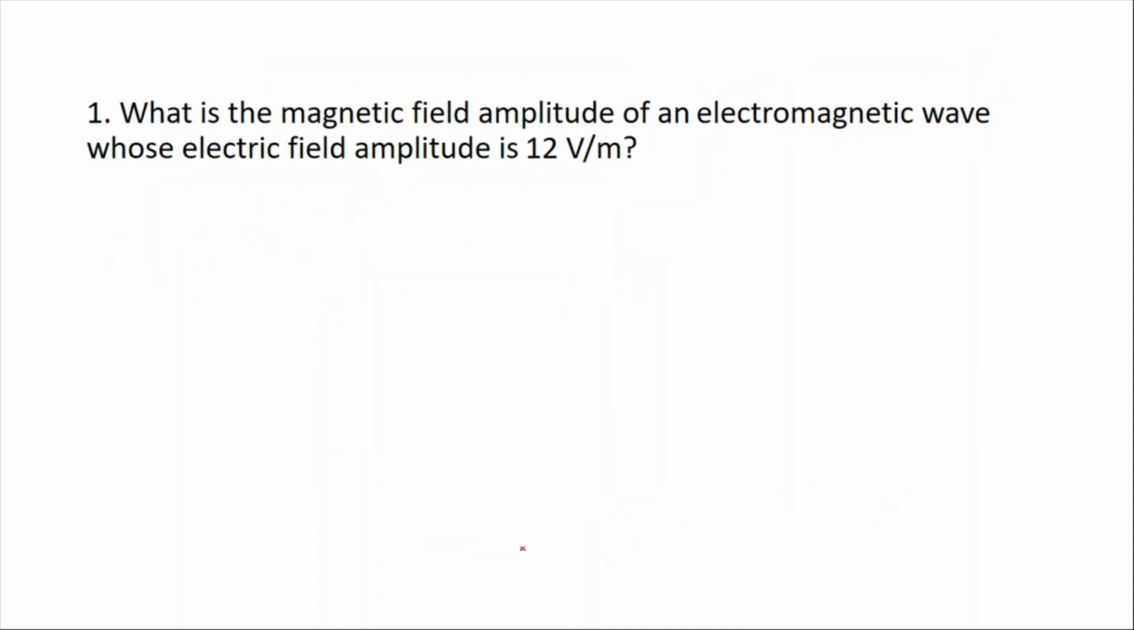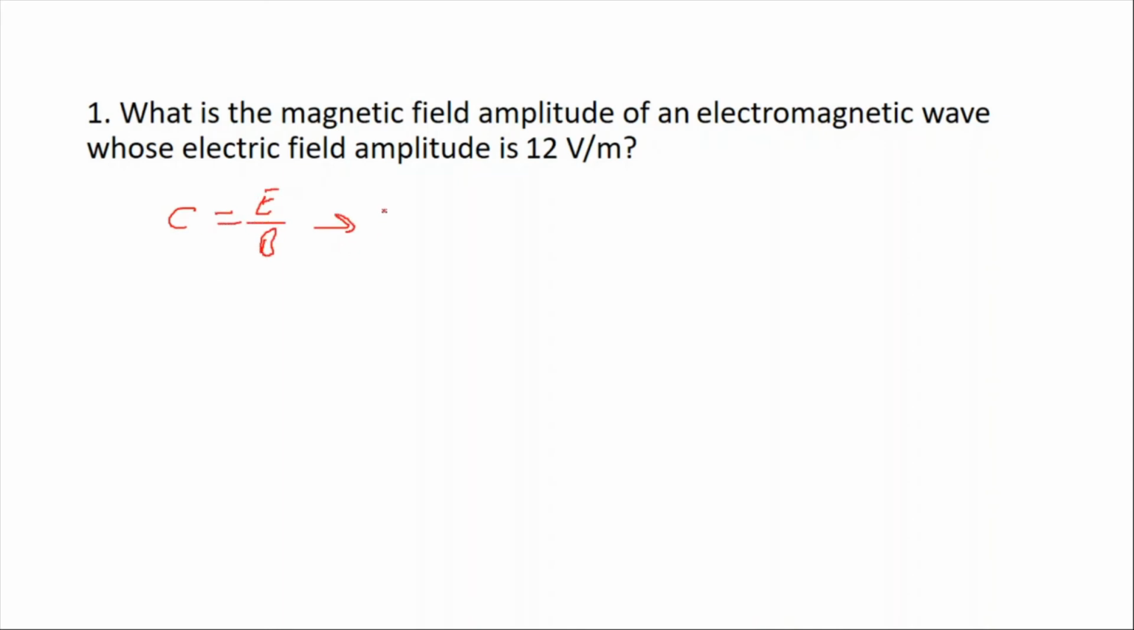Now let's look at some examples. The first example is: what is the magnetic field amplitude of an electromagnetic wave whose electric field amplitude is 12 volts per meter? Now we know that there is a relationship between the magnetic field and electric field. c is equal to E over B.